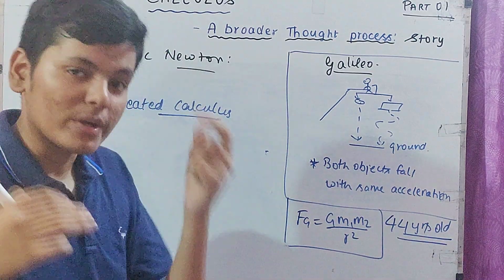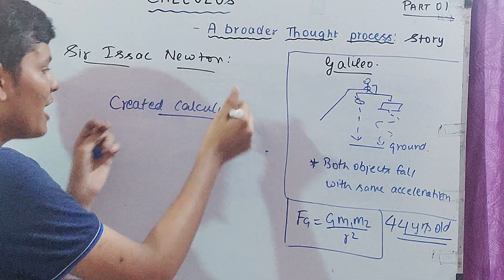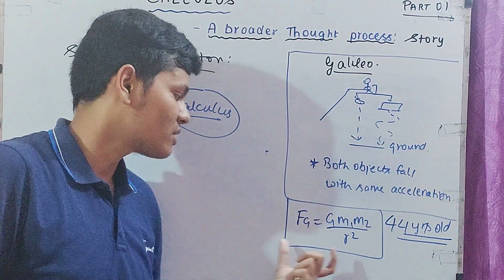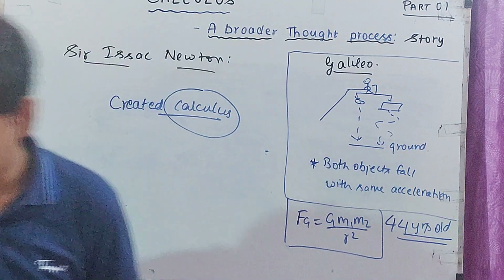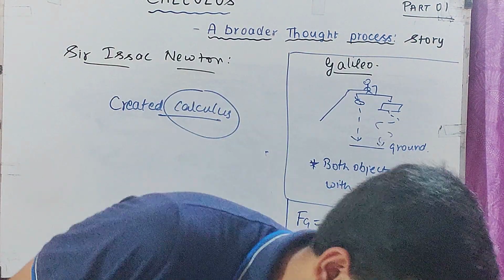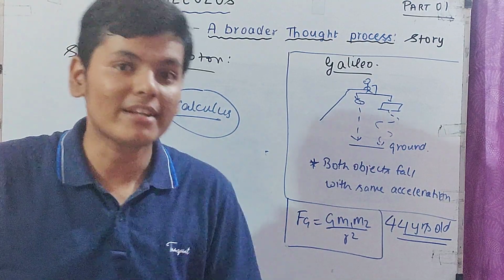He took 22 to 25 years to create another separate branch of mathematics called calculus, and using calculus he was able to express his formula of gravitation, which gave us the legendary formula F equals G m1 m2 by r square. This was the story of how we got to the topic of calculus, who invented the calculus.